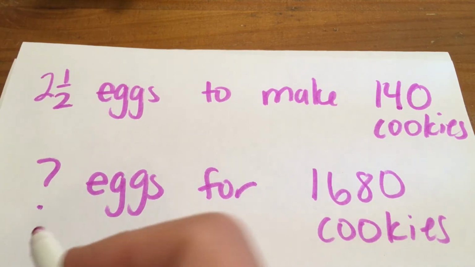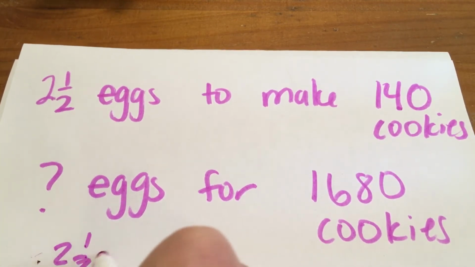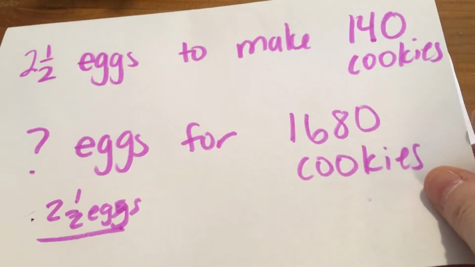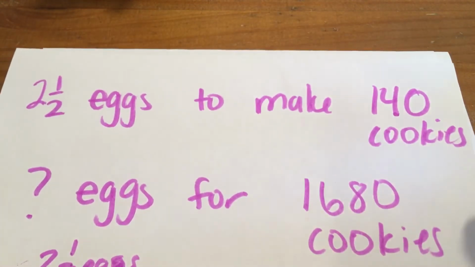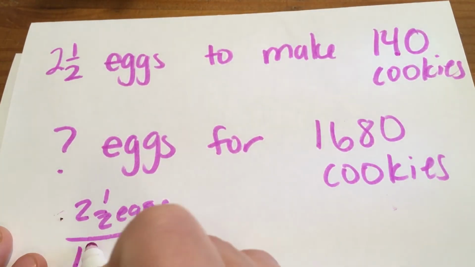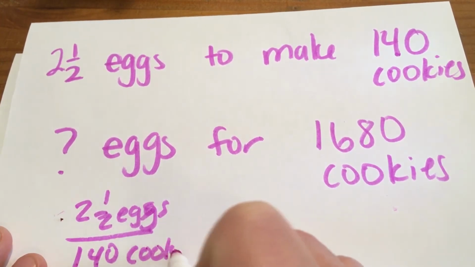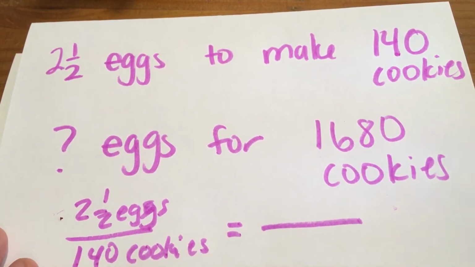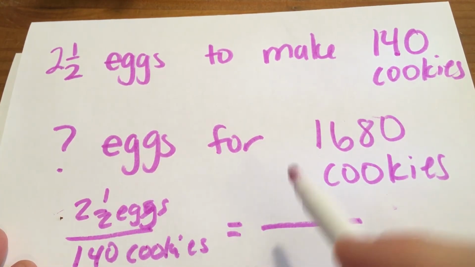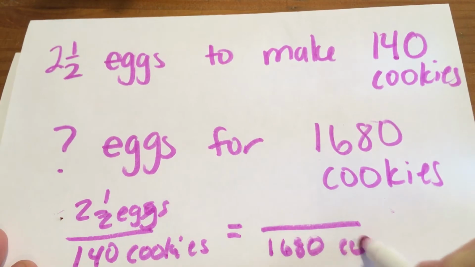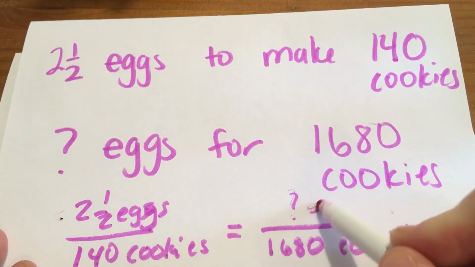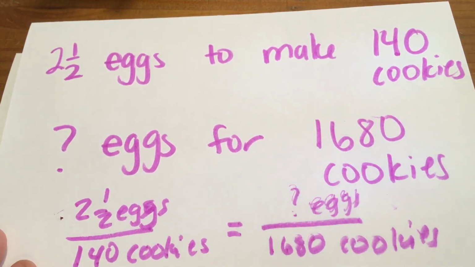So if we're to break this down, it's 2.5 eggs for 140 cookies. Now we have to set up the other side. What do they give us? They tell us how many cookies she wants to make. So it has to be cookies to cookies. So the cookies have to go on the bottom. And then they're asking us how many eggs will she need? Well, that's our question. Eggs to eggs has to go on the top.